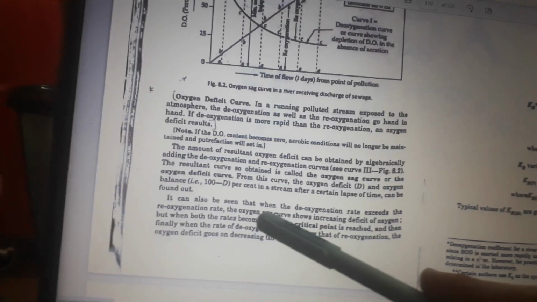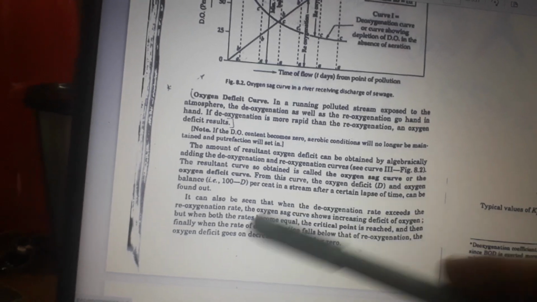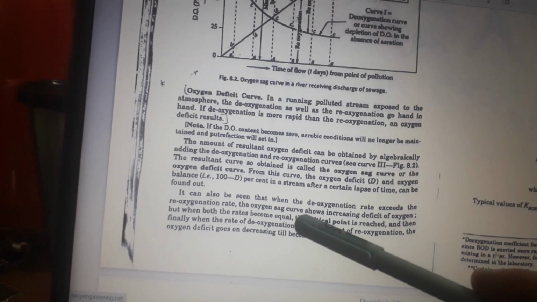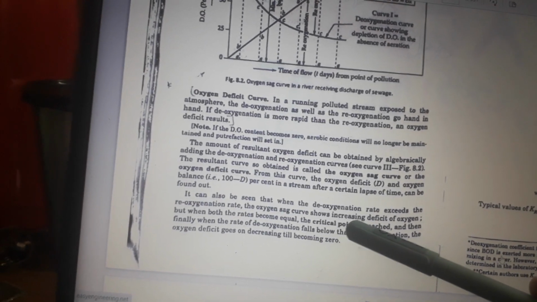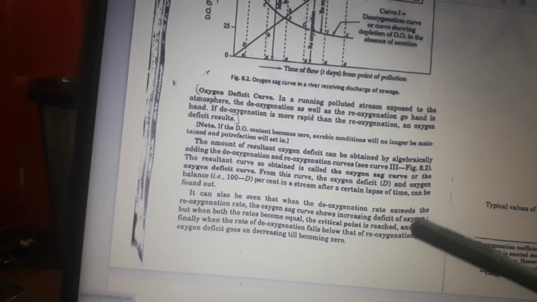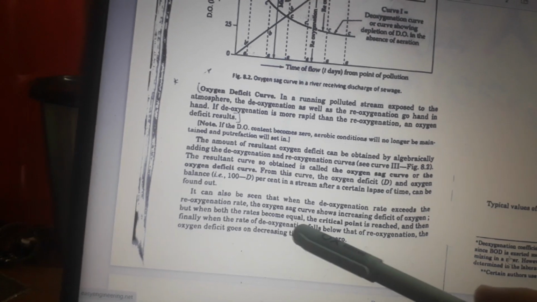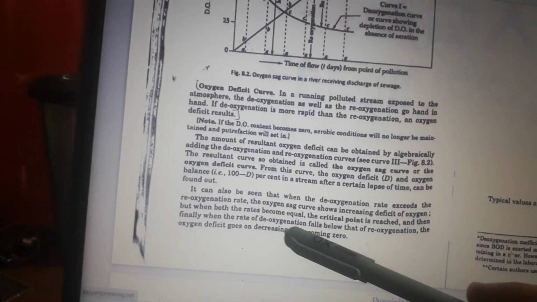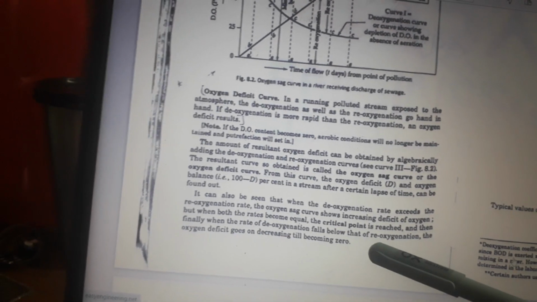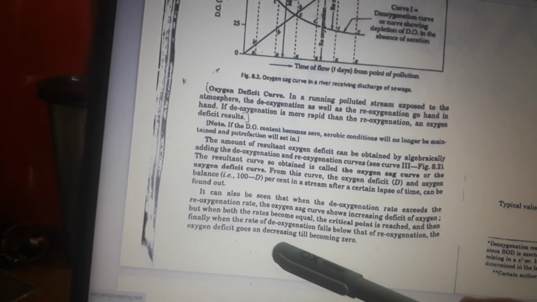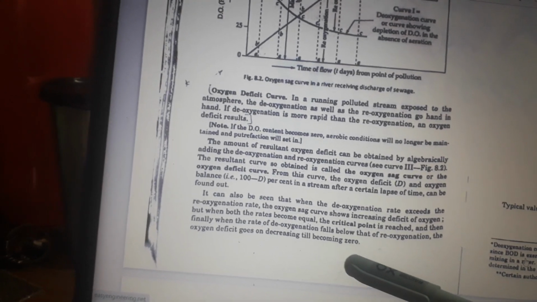It can also be seen that when the deoxidation rate exceeds the reoxidation rate, the oxygen sag curve shows increasing deficit of oxygen. But when both the rates become equal, the critical point is reached, and then finally when the rate of deoxidation falls below that of reoxidation, the oxygen deficit goes on decreasing till it becomes zero.